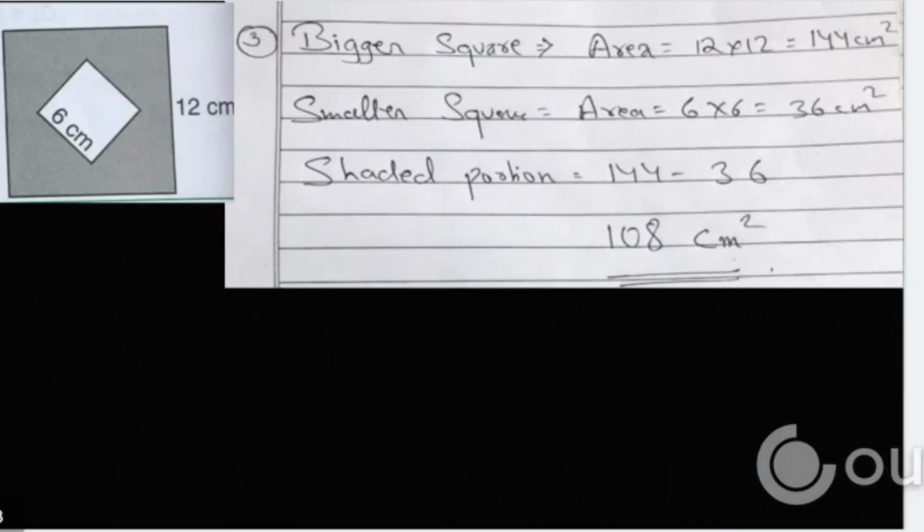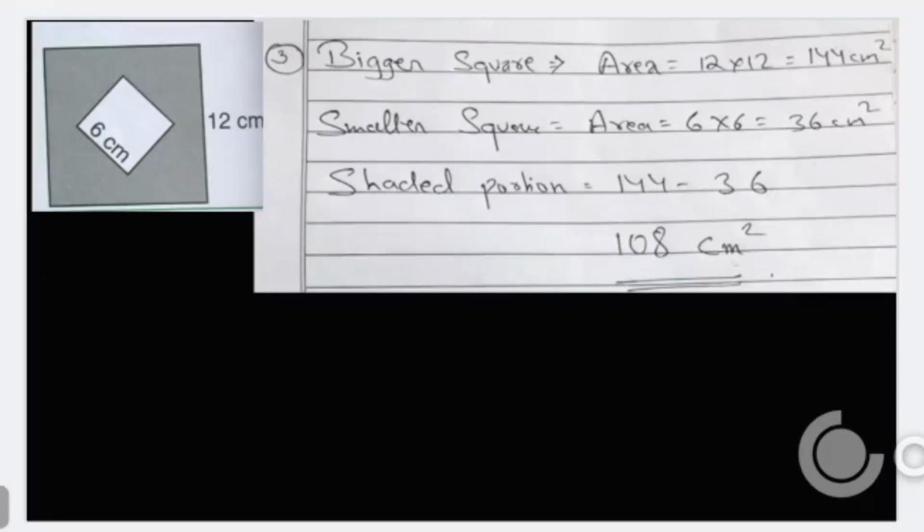Now there is one more variety. This is your question number 3, in which two squares are given to you. The inside square is 6 centimeter, so the area of the inside is 6 into 6 is 36, and the outside is 12, so 12 into 12 is 144. You are supposed to find the area of this shaded figure. So what are you going to do? The bigger square area minus the smaller square area. So 144 minus 36, that is 108 centimeter square. These are the 3 solved questions.